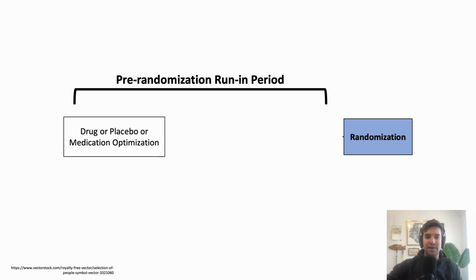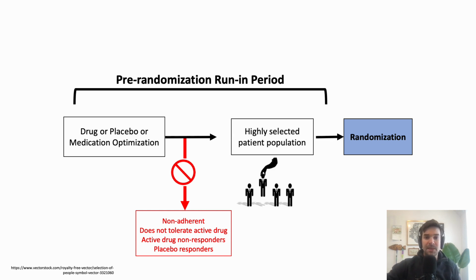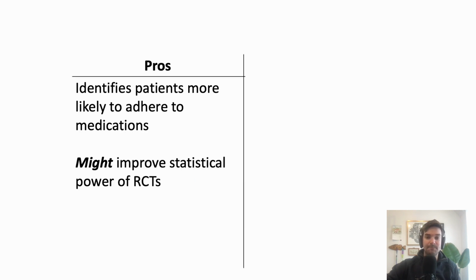So during this run-in period, the patient most often receives placebo, but sometimes they receive the active drug. And for some studies, they'll just have their dose optimized, maybe of their metformin or some other medication. But really, the goal of this run-in phase is to identify and remove the patients who are not adherent, who don't tolerate the active drug, who are active drug non-responders, or if they respond to the placebo. So as a result, this leads to a highly selected patient population that then gets included in the randomized trial.